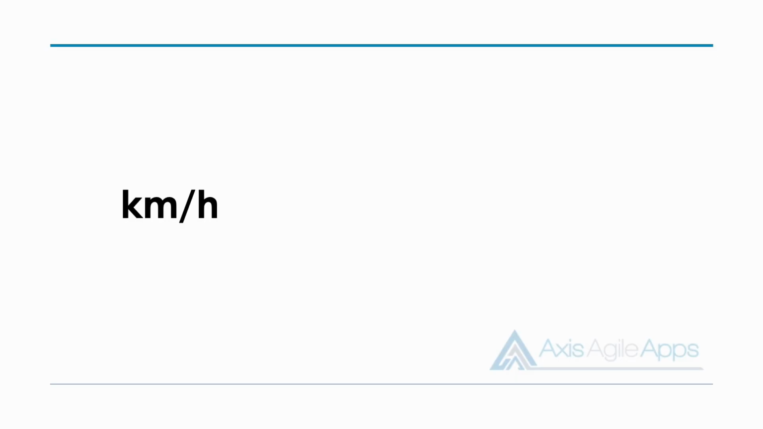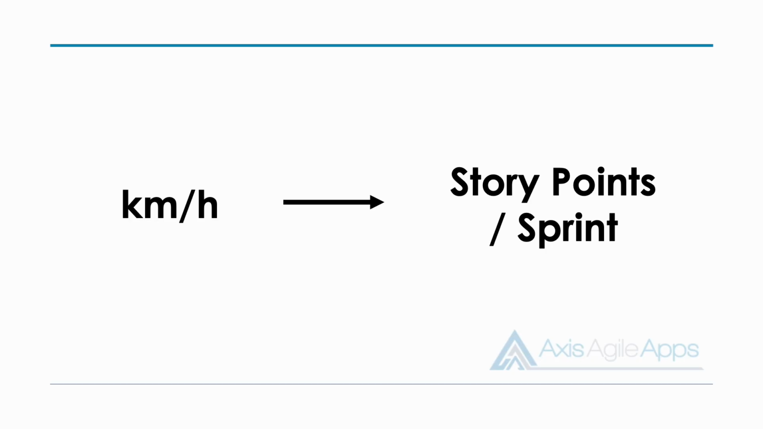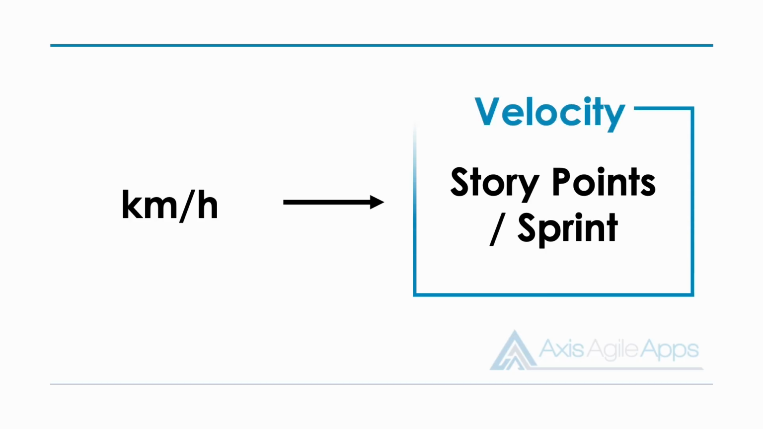Now, of course, in relative estimation terms, we're not talking about distance, we're not talking about kilometers per hour, but instead of kilometers per hour, we talk about story points per sprint. And of course, what do we call story points per sprint? Velocity. And look, if I'm going to get a bit geeky here, when you think of the definition of velocity, it's just speed in a given direction.